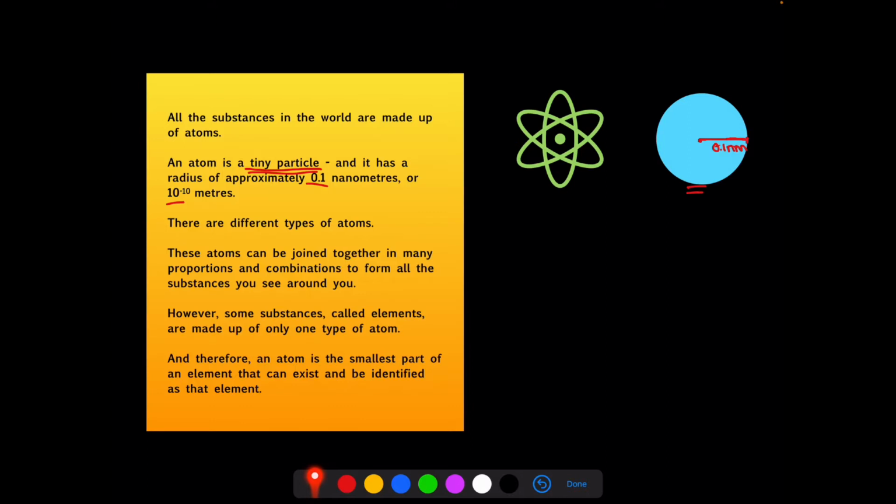So now let's go on to a new point. If atoms make up all substances, then it raises another question, which is, why do we have different substances? Why do we have water? Why do we have, I don't know, aluminium? Why do we have sodium? We have all these different substances. Well, to explain that, we say that there are different types of atoms. We'll look at what actually differentiates these atoms in future videos.